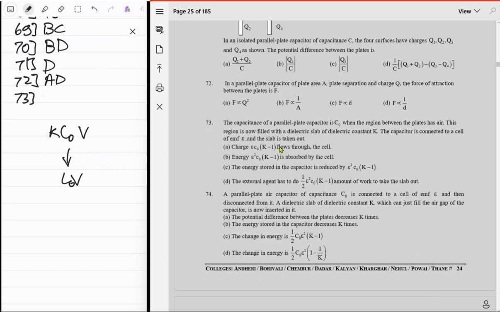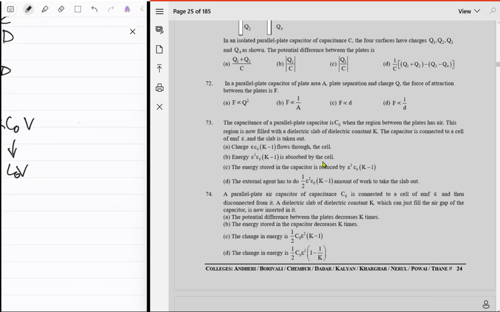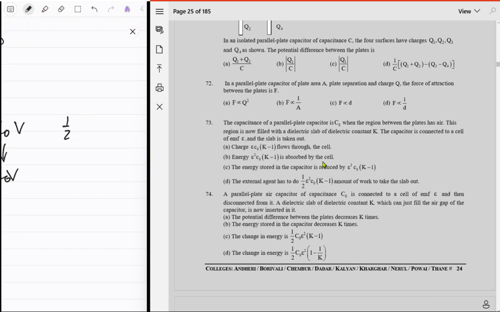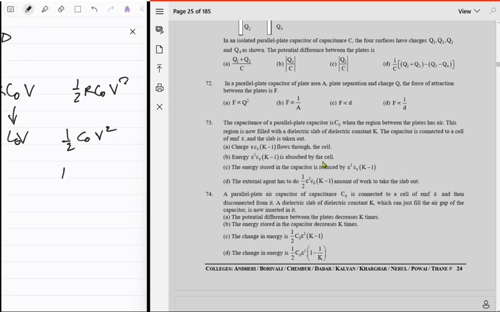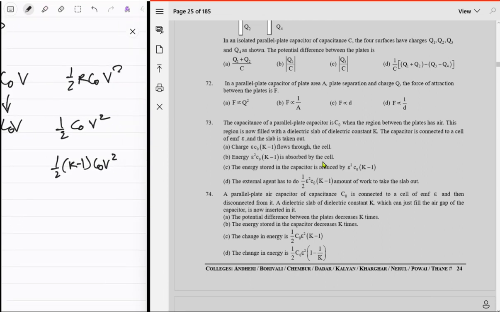Yes, so A is correct. What else? Energy will be absorbed by the cell. But how did its energy change? It's half C V square, so it changed from half K C naught V square to half C naught V square, right? So the energy change is half (K minus 1) C naught V square. I should say it gives the energy change, but whatever.